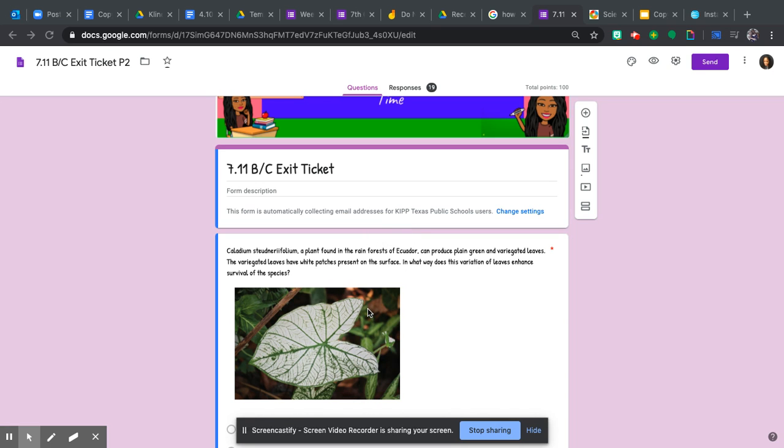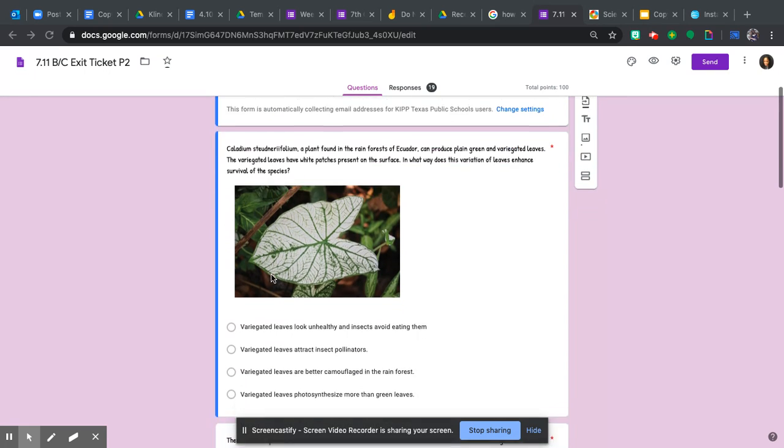All right, I wanted to go over your exit ticket from last week. So this is talking about a plant found in the rainforest of Ecuador. It can produce plain green and variegated leaves. These leaves have white patches present on the surface. In what way does the variation of leaves enhance survival of the species?